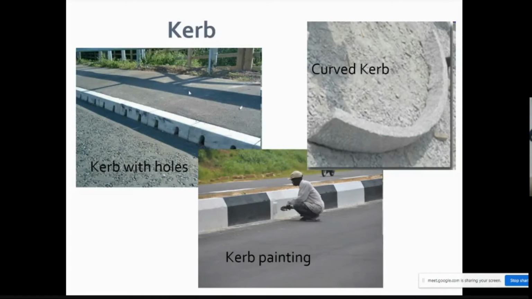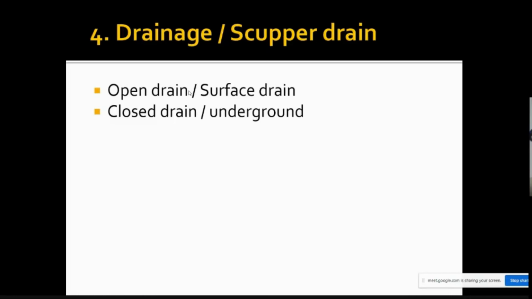Curb painting, drainage or scupper drains. Open drainage, we have closed drain. Open drainage yang drainage you boleh nampak, itu kita panggil open drainage. Closed drain adalah drain yang dia ada scupper pipe dekat bawah tu, dia ada piping ataupun kita panggil the culvert.